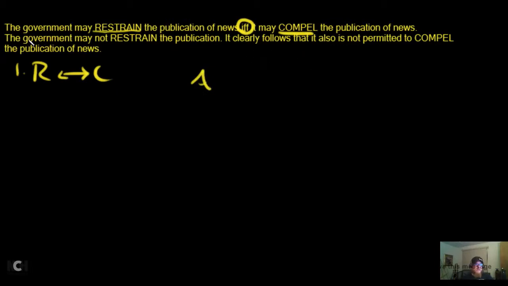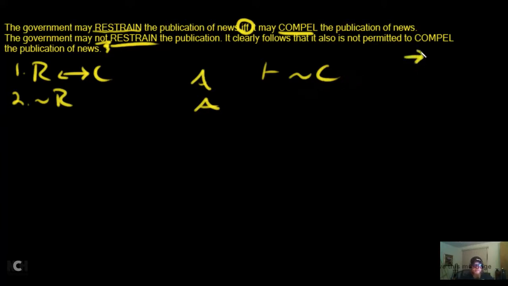Okay, line 2, the government may, notice here we got a not, may not restrain the publication. So the government may not restrain publication. Assumption number 2. It clearly follows that it is also not permitted to compel the publication of news. Okay, let's do it. And here's what we have in play now. This is what I want to stress.